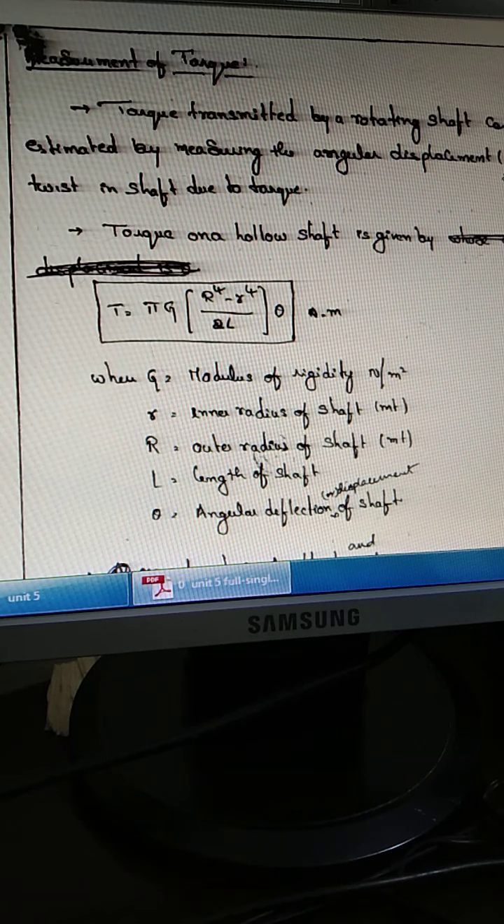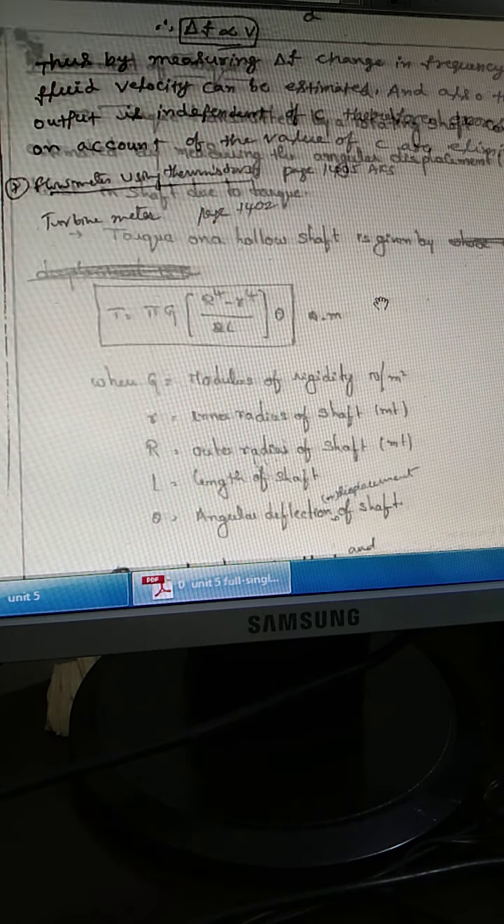You can observe easily how much angle it can rotate, 2 or 3 rounds in the case of a rope, but in the case of a metallic shaft, the angle cannot be identified by the naked eye. Therefore, for measuring this angular displacement also, we will use transducers. And this is the formula for torque developed in a hollow shaft.